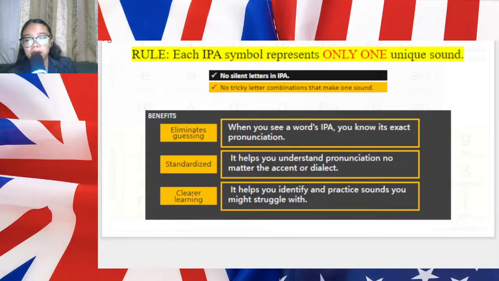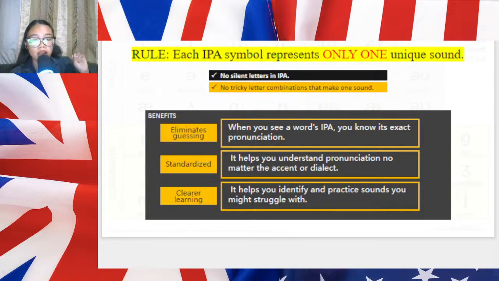Well, there is only one rule in IPA, the International Phonetic Alphabet. Each IPA symbol represents only one unique sound. We all know that, right? We all know that each IPA symbol represents only one unique sound. This is the golden rule, the game changer. It's exactly why the IPA solves all those inconsistencies we talked about. Because of this rule, silent letters in IPA are not possible. If a sound is not made, there is no symbol for it, of course.